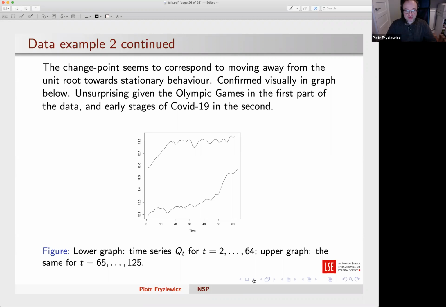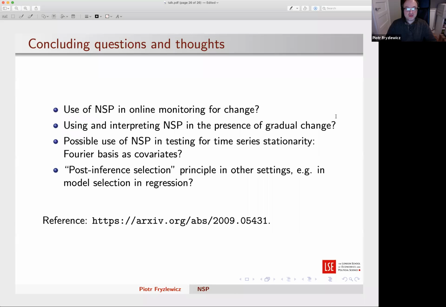Good, and I'm out of time, so I'm just gonna ask a few questions. What about online monitoring for change? Good question. What about gradual change? Well, another good question. Of course, if I have gradual change, then NSP, then if I detect an interval of change, then I must have at least part of that change within that interval. It cannot be no change with a certain global probability.